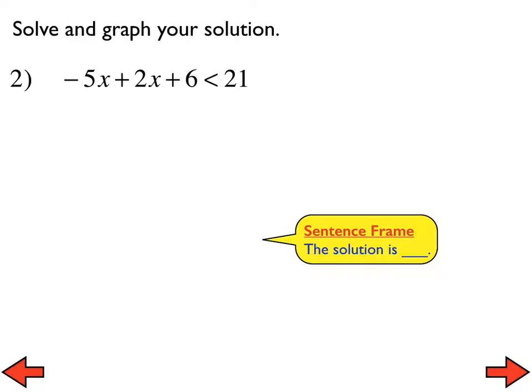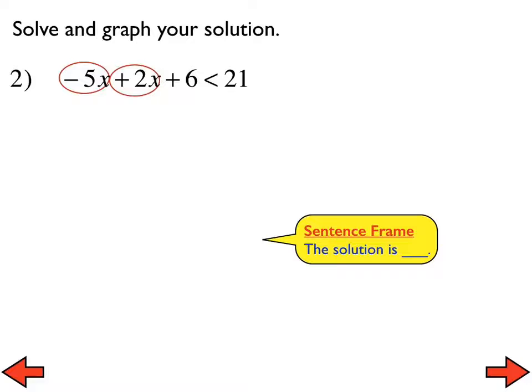Number 2 is a true multi-step inequality that we're doing today. There is more than 2 steps. The first step is to do what? Combine like terms. Good. We have a -5x and a 2x. Put those together and then solve for x, please. Don't forget to graph it.